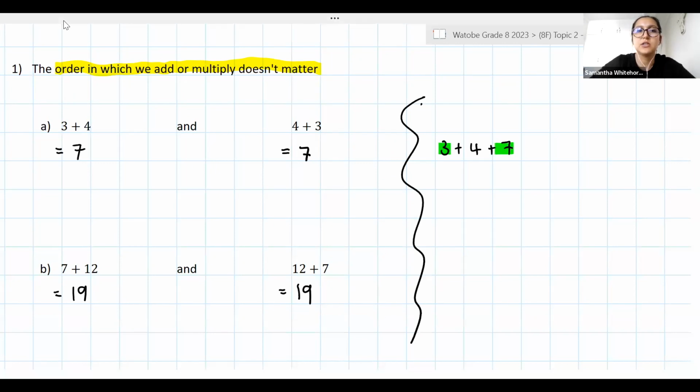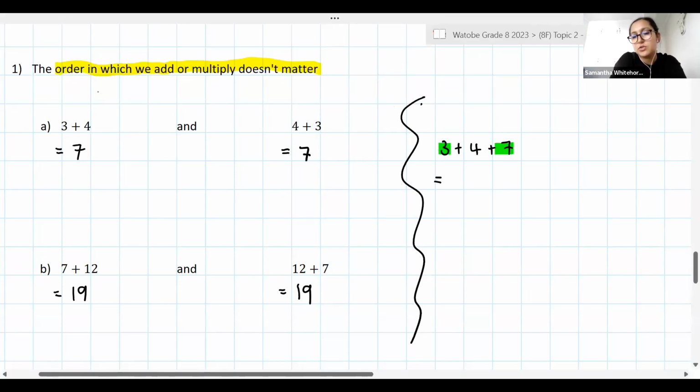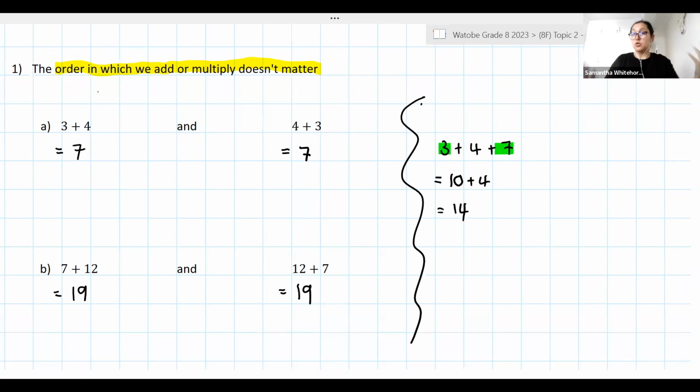And so sometimes what we like to do is we like to look for numbers that when we add together give us 10. So if I add those green numbers together, I get 10 plus 4, which we know is 14. You can obviously say 3 plus 4 gives you 7, 7 plus 7 gives you 14, etc., etc. But the point is, the more numbers you start to add together, just remember it doesn't matter in which order you add them. As long as you end up adding them all and you add the correct amount of them, it doesn't matter.